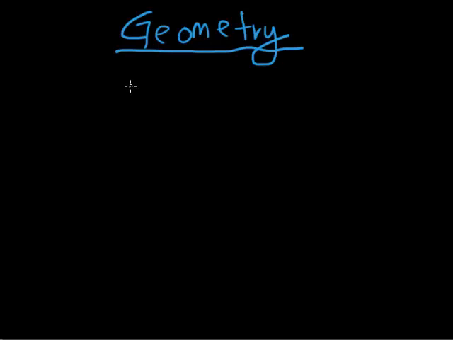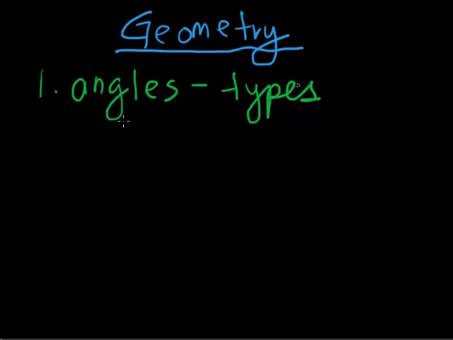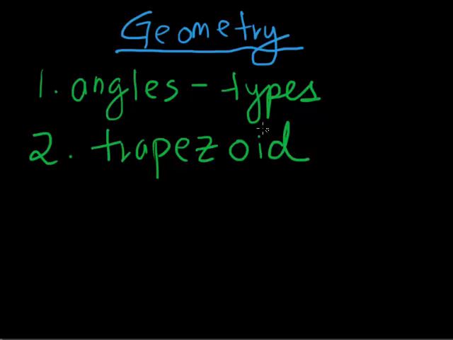So today's topic is some basic concepts on geometry, and we will go through a couple of topics, and one of them is on angles. We'll look at the types of angles, and the second item that we will look at is the concept of the trapezoid. Okay? And we're going to learn something about the trapezoid that looks very, very interesting. Okay, then we'll take a look at that on the next slide.